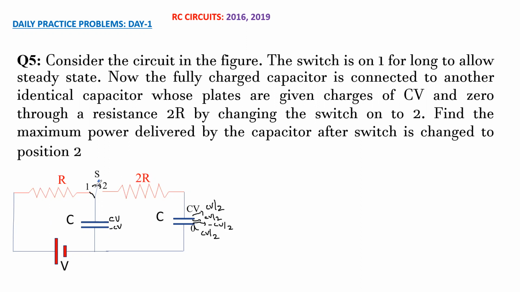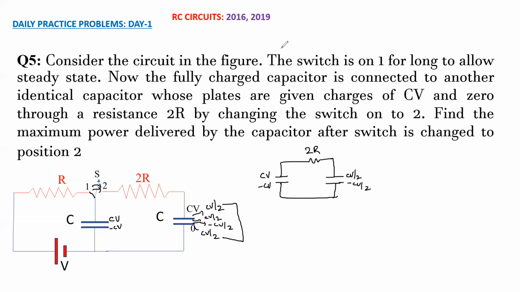So even at the time when you are just changing to position 2, the second capacitor has an inner charge of CV by 2. And it is always the inner surface charge on a capacitor that will govern the potential difference, but not the outer surface charge. So you can safely think that our capacitor initially has CV and it is connected through a resistance 2R to a capacitor that has CV by 2 charge, because the outer surface charge doesn't really matter.